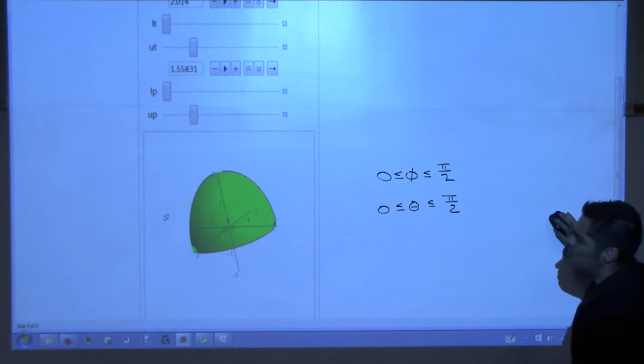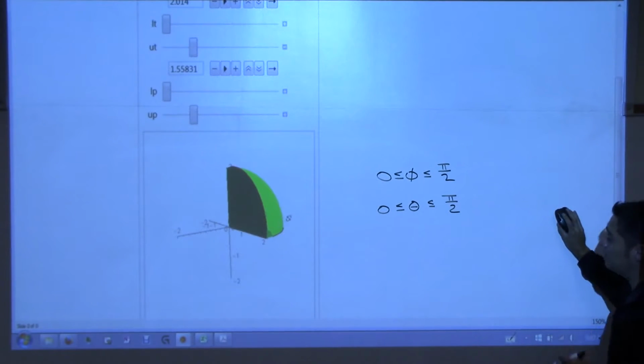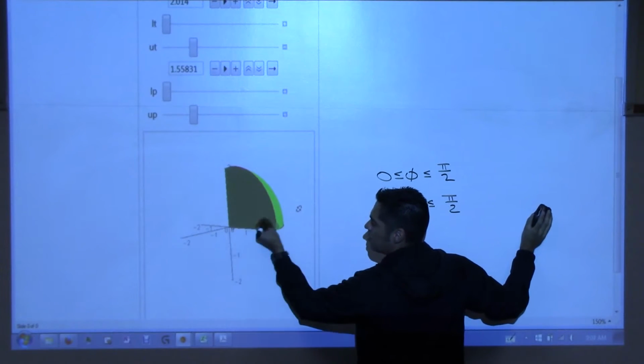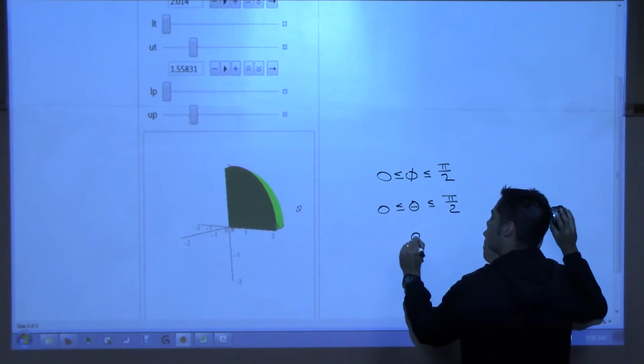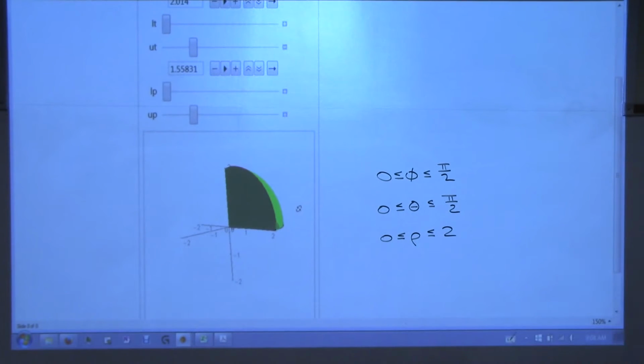And then finally, rho is the radius. And it's all the points from the origin out to 2. So it's everything in between. So my rho is bounded between 0 and 2. So that's what that region would look like.